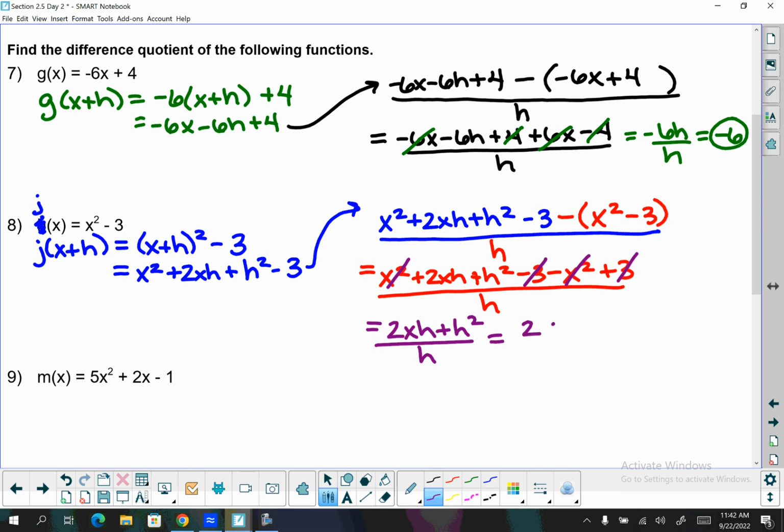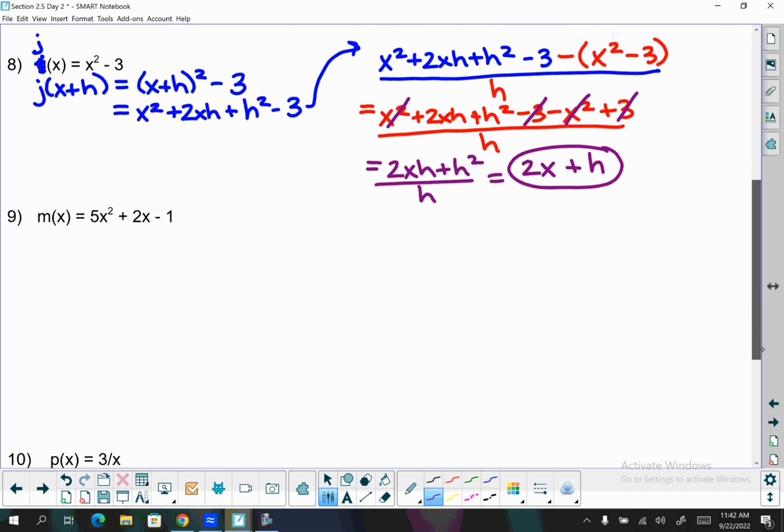So I'm left with 2x in the first term. I'm left with 1h in the second term. And my denominator, no h's, so I could put a 1 there, but usually we don't write that over 1. So this will be our answer. And then we just leave it like this. Again, it'll be more applicable in calculus what you would do with that later, okay?